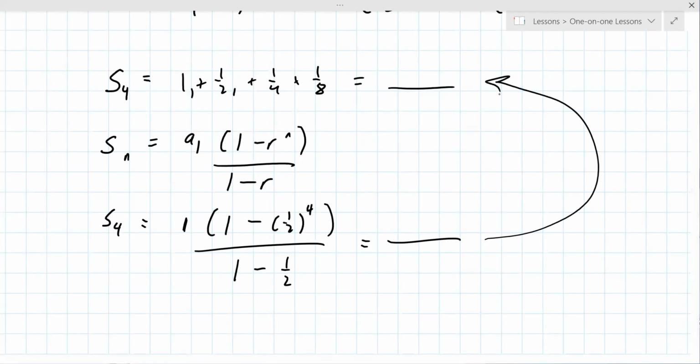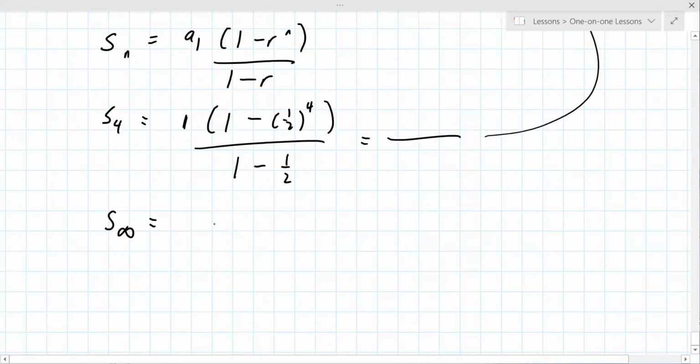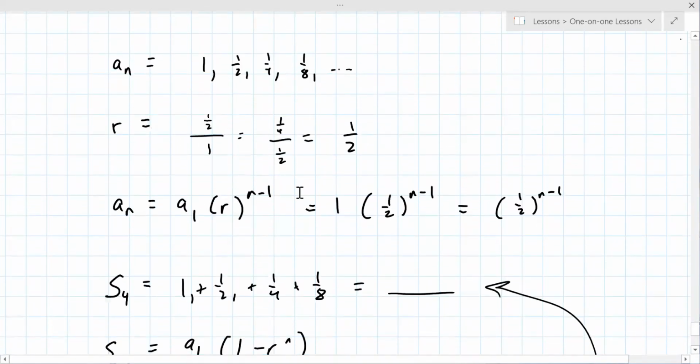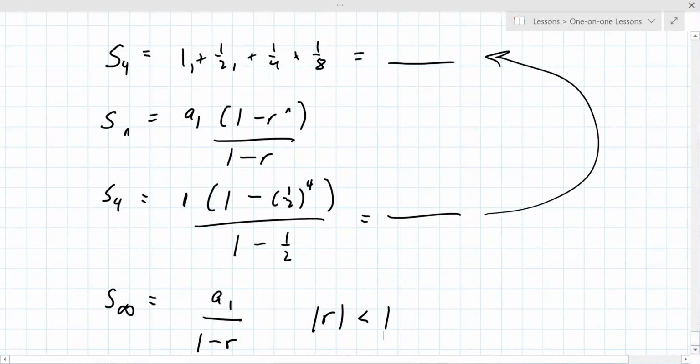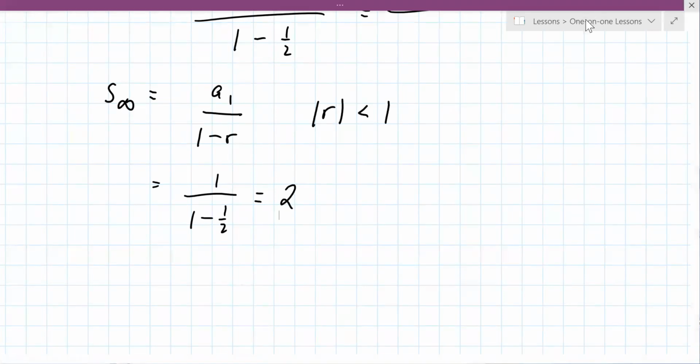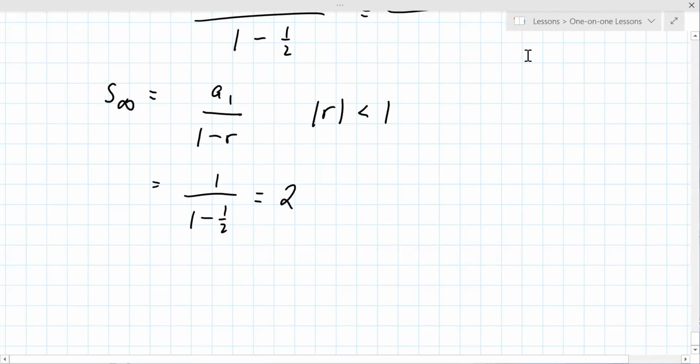Now, believe it or not, you can find the infinite sum of what I just gave you, because the value of r is less than 1. If the absolute value of the common ratio is less than 1, which it is in this case, it's 1/2. That was what we found up here. If the absolute value of that number is less than 1, the infinite sum is the first term over 1 minus r. So it'd be 1 over 1 minus 1/2, which equals 2. She has that in her notes, the absolute value of r is less than 1.